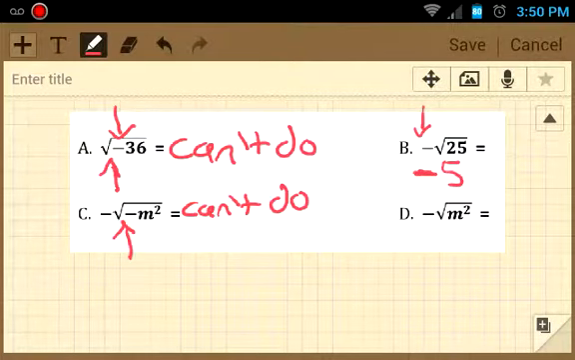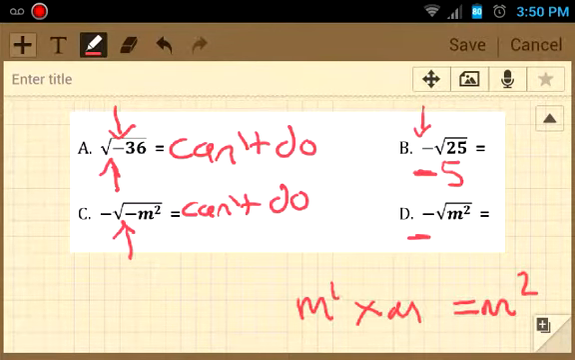The same thing for this one. The negative is outside the square root, so just leave it there. The square root of m squared would be, what times itself would be m squared? It'd have to be m, or just m. So you can do that one because the negative is outside.